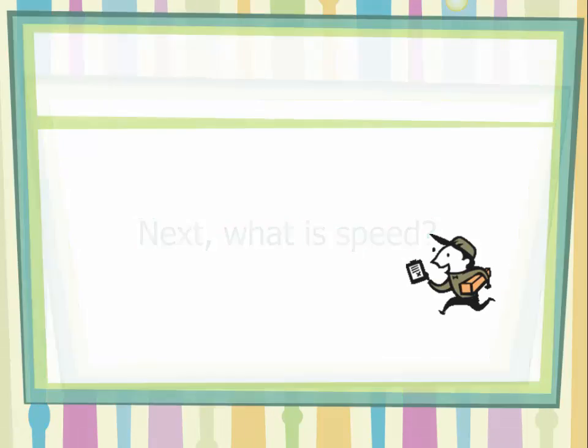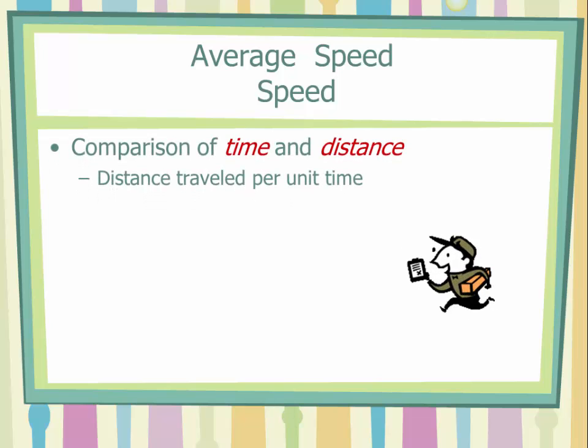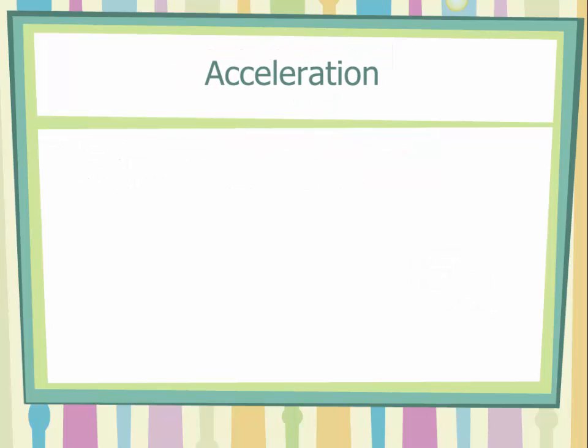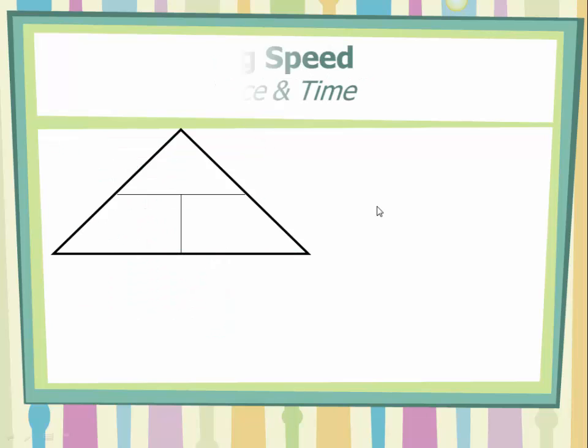Alright, so what is speed? We have average speed and then you have regular speed. Basically speed is just a comparison of time and distance. We're just looking at how far you traveled in a certain amount of time. And acceleration is a change in velocity, so you're either going to be speeding up, which is a positive acceleration, slowing down, which is shown as a negative acceleration or deceleration, or just a change in direction.